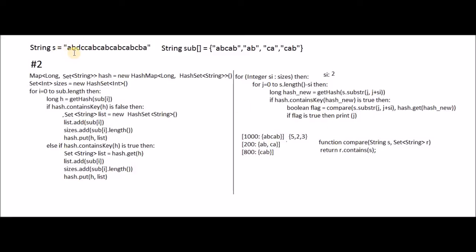The same thing goes here. So we have AB, we get the hash of AB, we send AB here. Does the hash map contain the key, like is 200, this new hash, a key here? Yes, it is a key here. Then we go here and then we send in the substring, that is AB, and we also send in this set to the function. So AB and CA, and then in the function we check whether R contains the given string. If it does, it returns true, and then we just print the index.